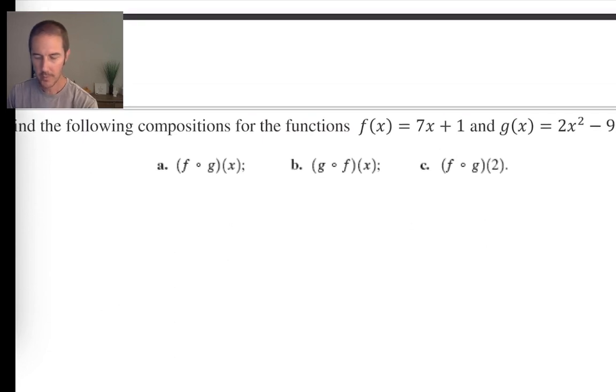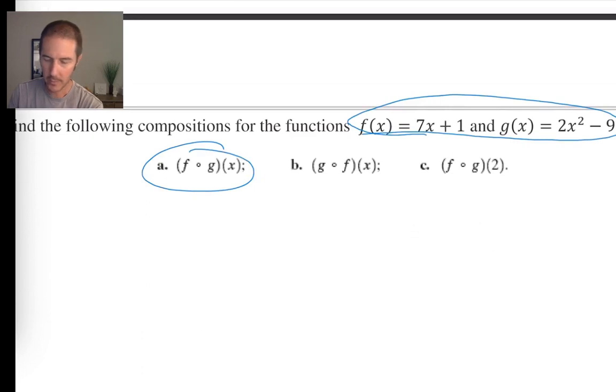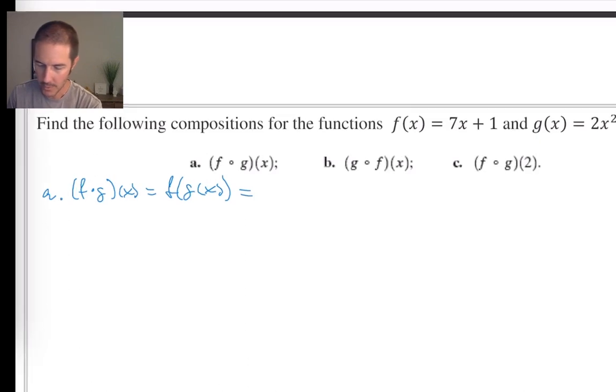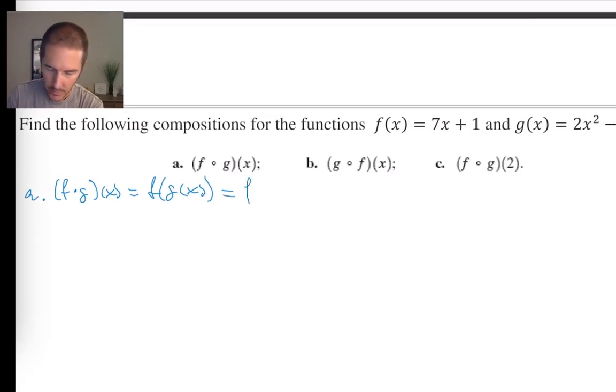So let's build a composite function. Here we're being given a couple of functions, and the first thing we're asked is to build f of g of x. And I'll make the switch to write it as f of g of x in this way, which means that into my function f, I'm plugging in not a number, not just a variable, but a whole expression. This is now f of 2x squared minus 9.